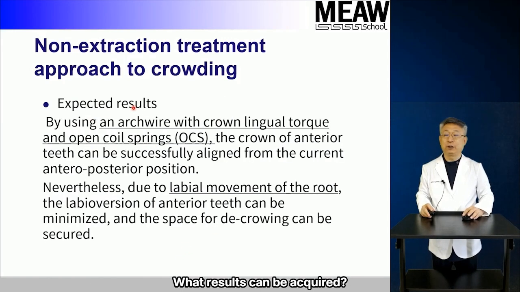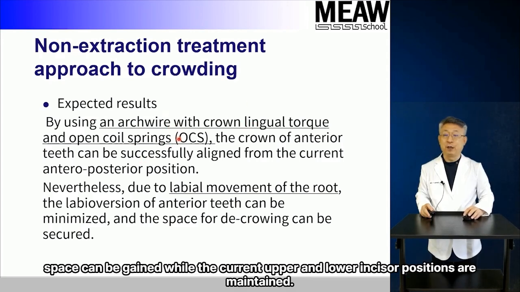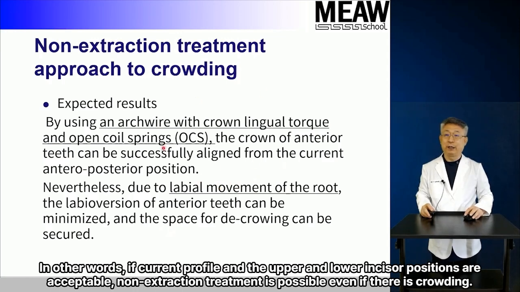What results can be acquired? By using open coil spring on the arch wire with crown lingual torque, space can be gained while the current upper and lower incisor positions are maintained. The tooth movement pattern is such that both the crowns and roots move labially. In other words, if the current profile and the upper and lower incisor positions are acceptable, non-extraction treatment is possible even if there is crowding.